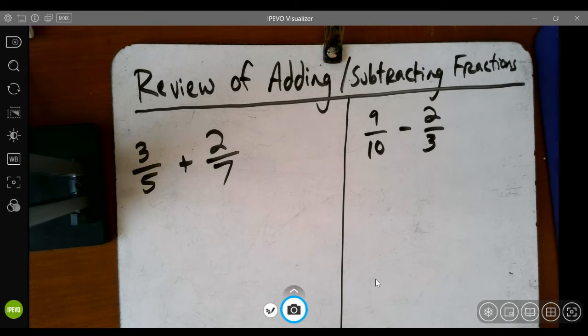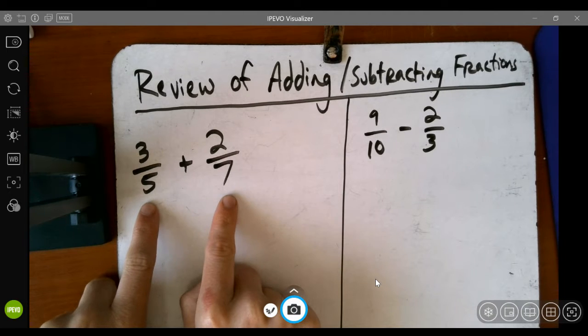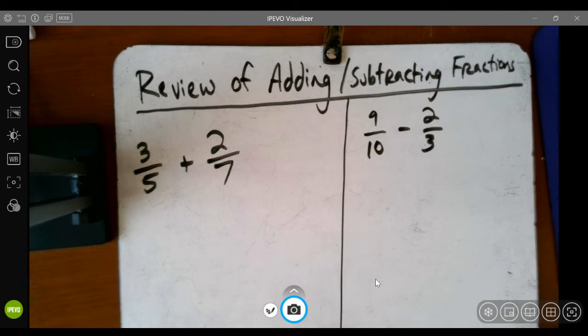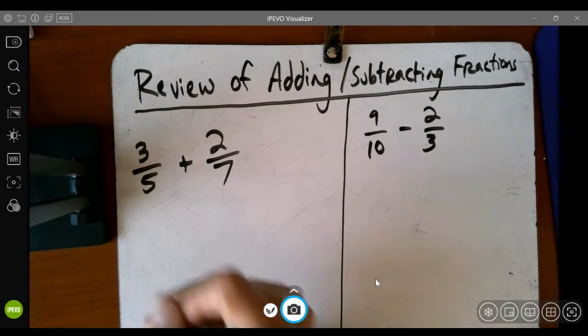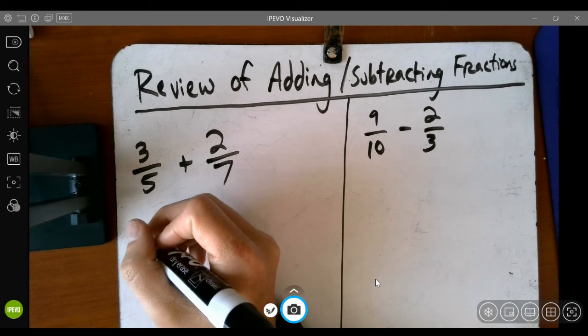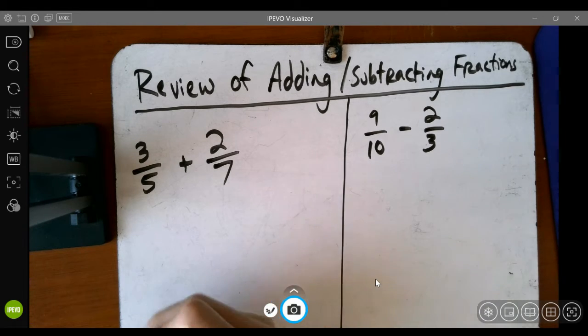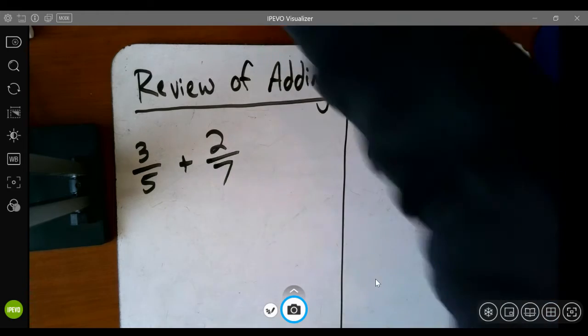The first thing you need to do is find a common denominator, because we can't add 3/5 and 2/7 when we're not even adding parts of a whole that are the same size. And so to find the common denominator, we want to find the LCM, the least common multiple, of 5 and 7. And so I'm going to do it in a different color.